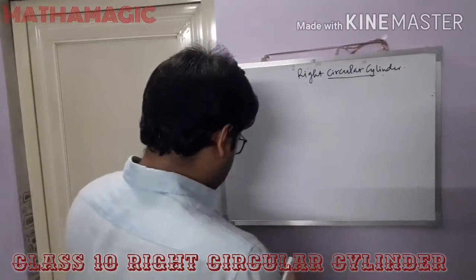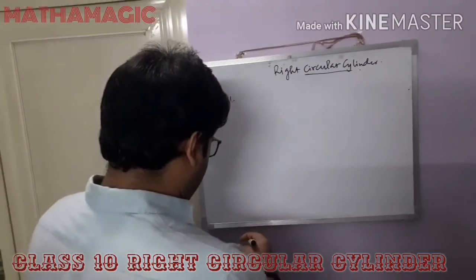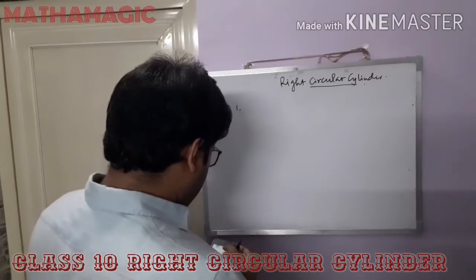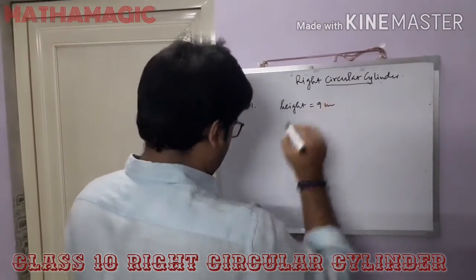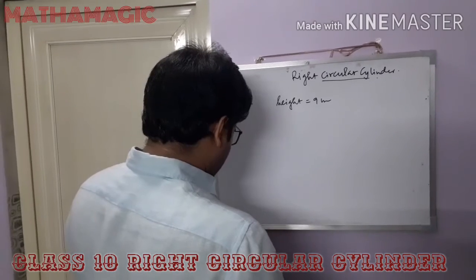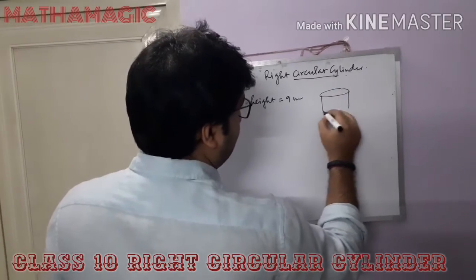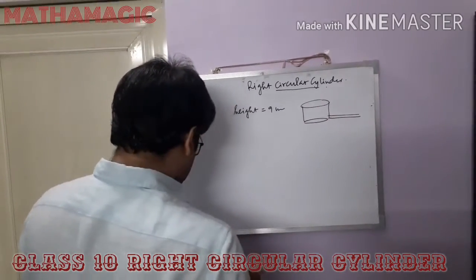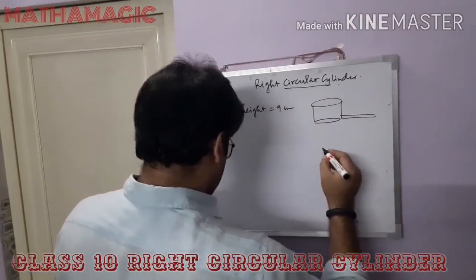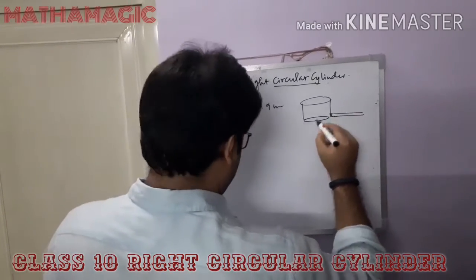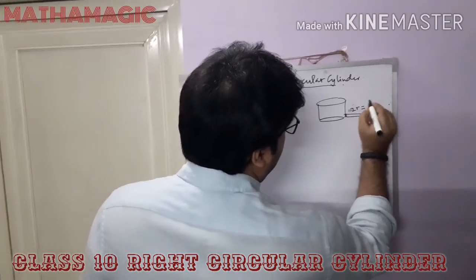So in the first problem, it states that there is a right circular cylinder tank which has a height of 9 meter. Height is equal to 9 meter of the right circular cylinder, and one pipe is connected to this tank, and the length 6 centimeter of diameter.